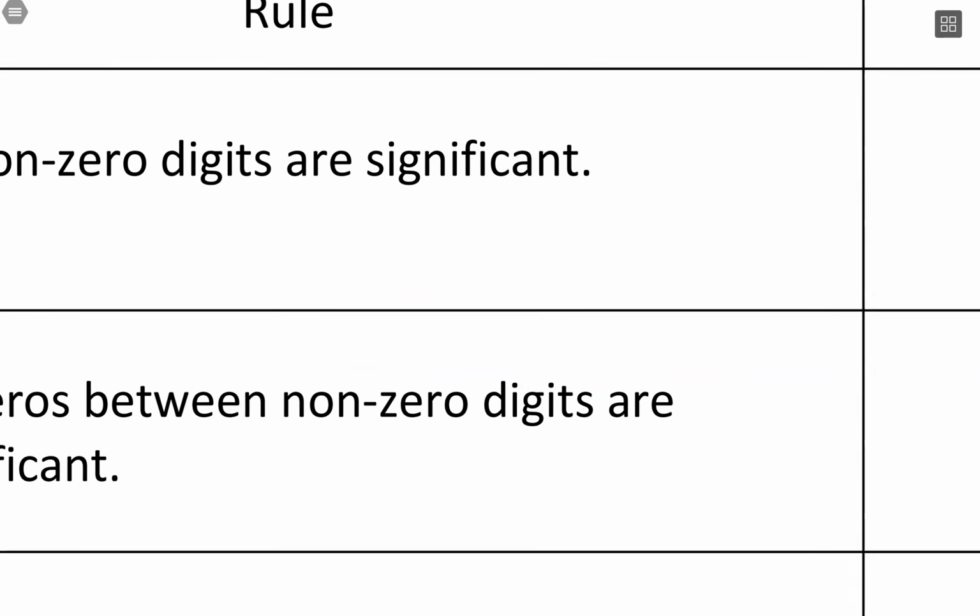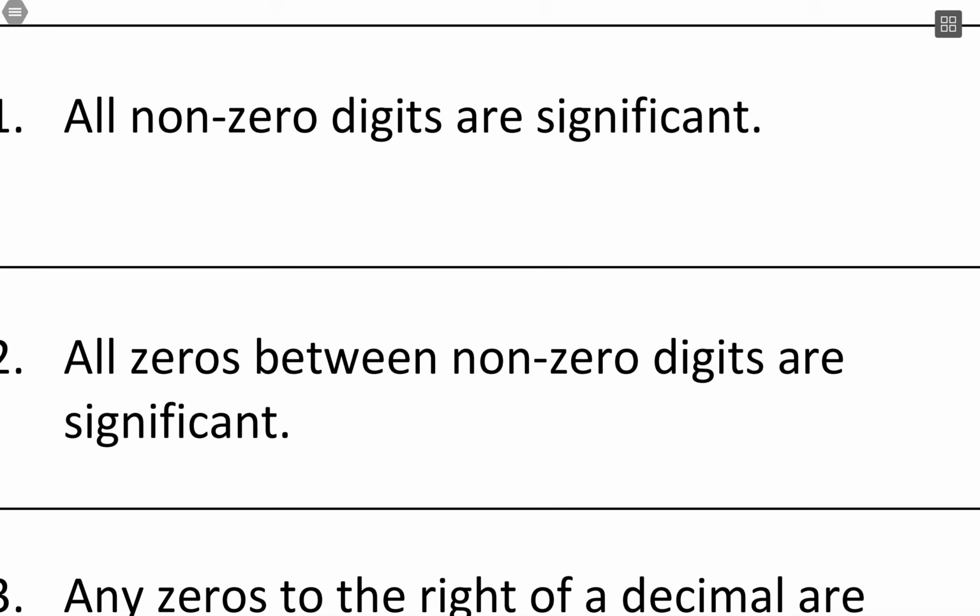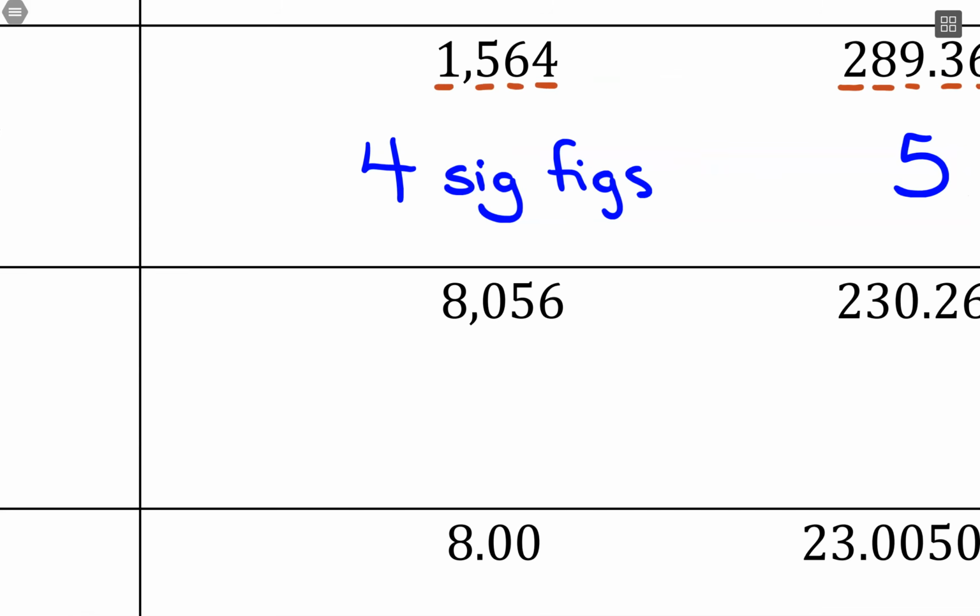All right. So our next rule goes, all zeros between non-zero digits are significant. So if it's kind of sandwiched between 2 numbers, that's considered significant. So like if we look at 8,056, what I would say is, well, I know that 8, 5, and 6 are significant, but now we're going to start talking about when are zeros significant, because there are lots of rules to go with that. And the idea is that this 0 right here is between 2 significant digits, so that makes it significant as well. So that right there has 4 sig figs.